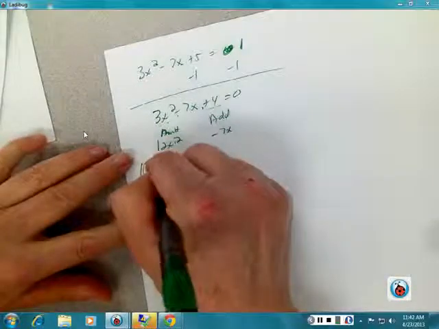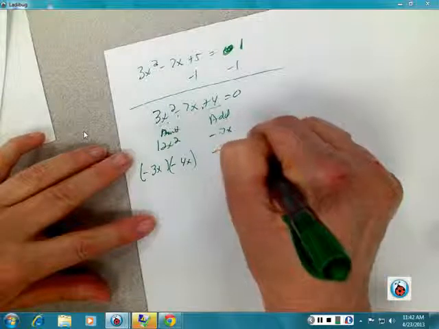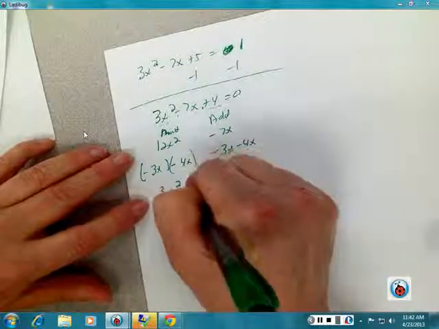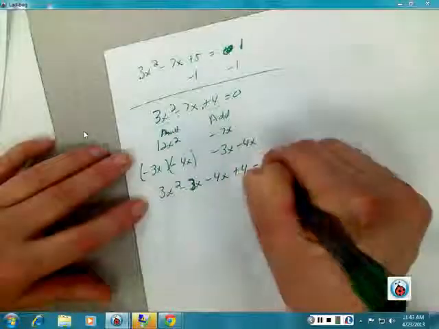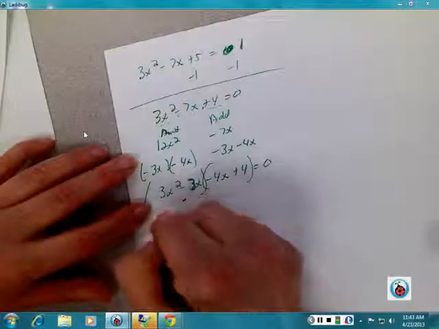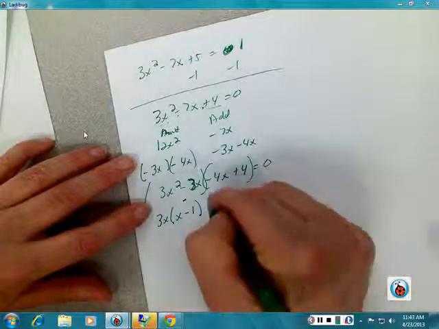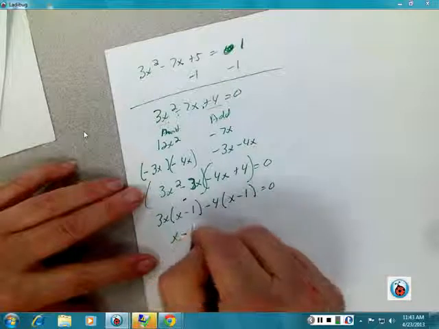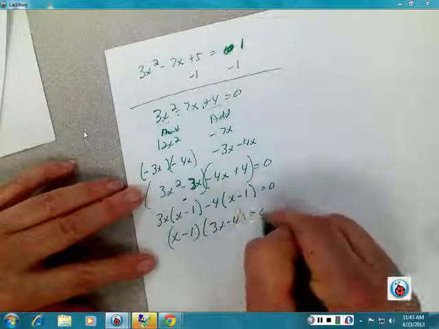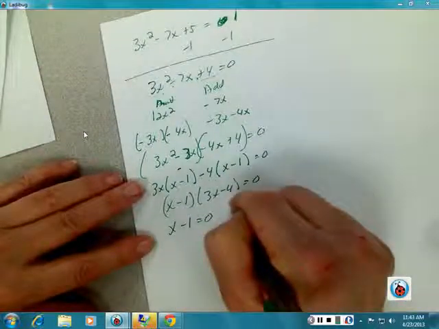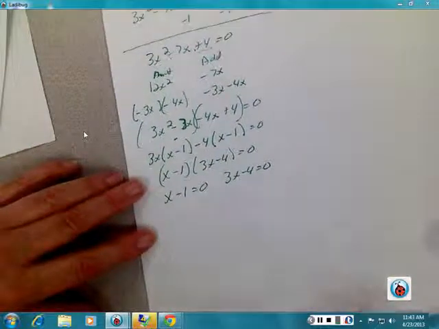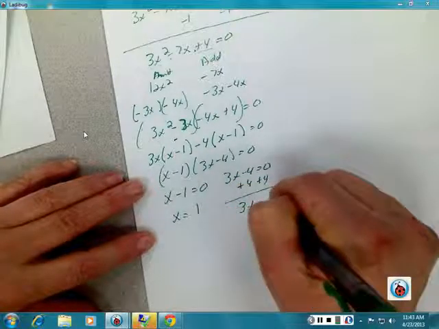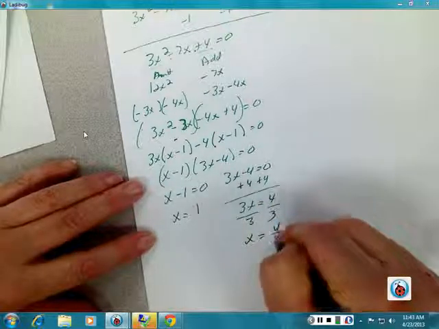And 12 would be 3x and 4x. So a negative 3x and a negative 4x gives me a negative 7x. Replace my middle. Group in my 2's. Factor out a 3x out of the first one, leaves me with x minus 1. Factor out a negative 4 out of the other one, leaves me with x minus 1. So I have x minus 1 times 3x minus 4. Set both equal to 0. And so I find out that x is equal to a positive 1, and add 4. Divide by 3.